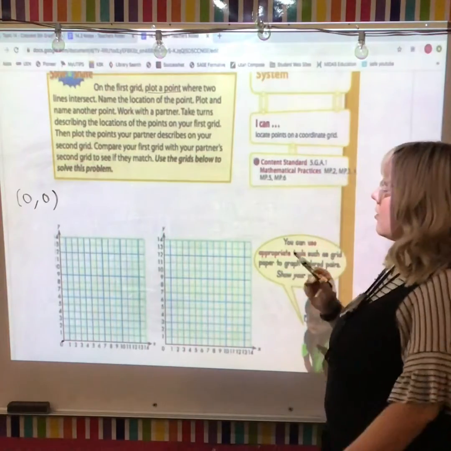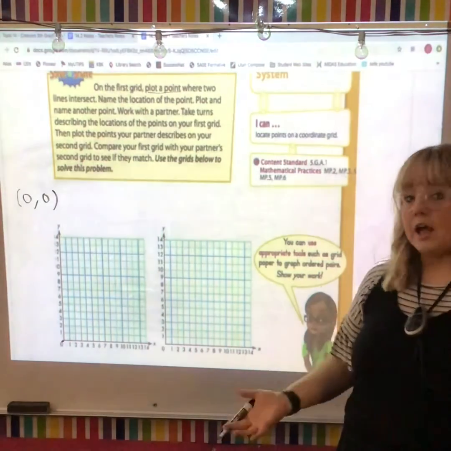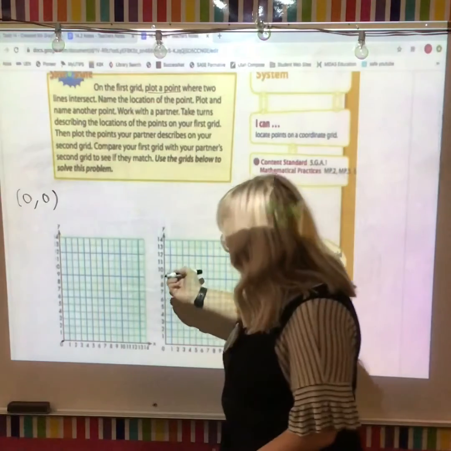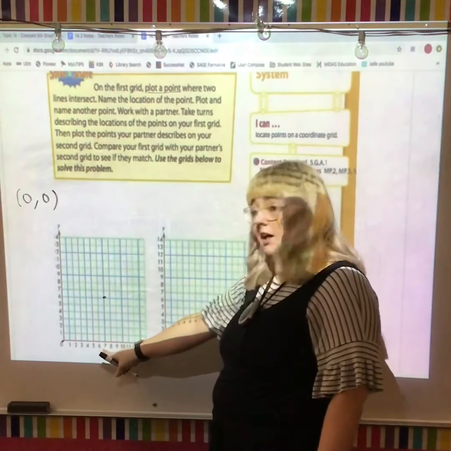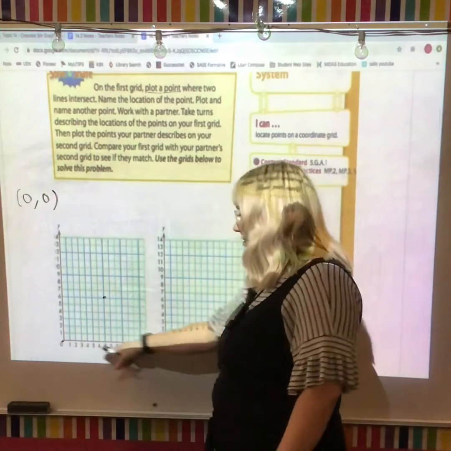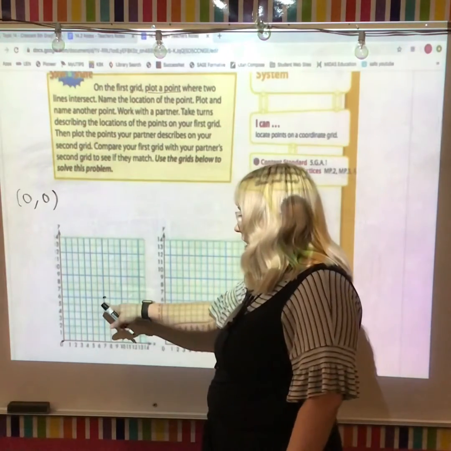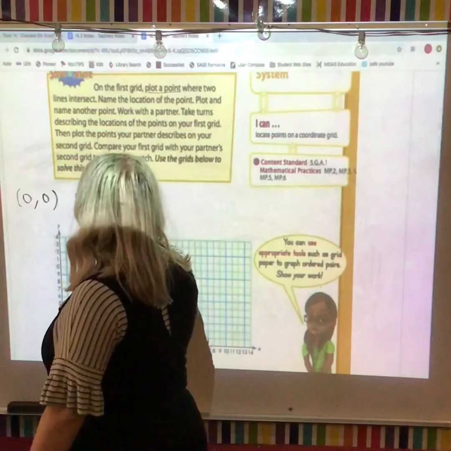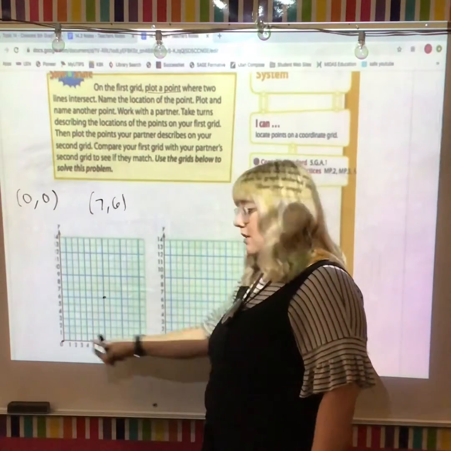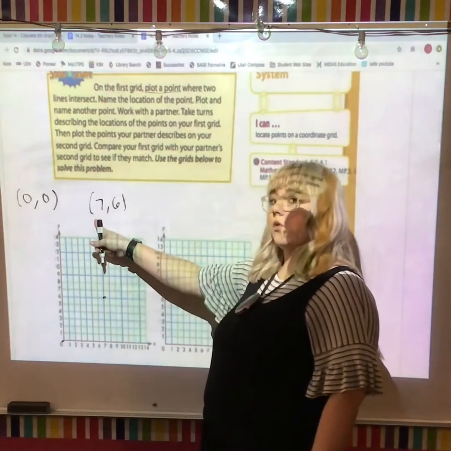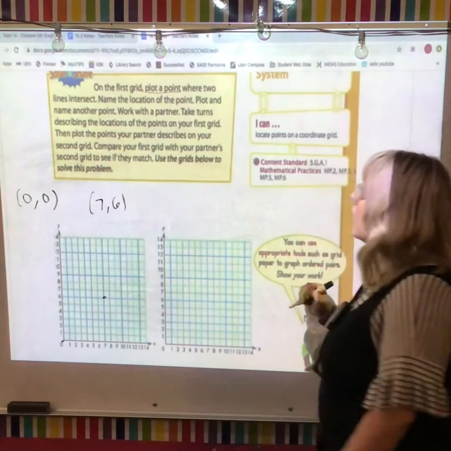Plot and name another point. So if I just wanted to plot any point, let's say I want to go here. That means it's 7 because the x-axis goes first, so 7, 6. Because you go over first, whatever the number is, and then you go up second. So this is the x-coordinate and the y-coordinate.